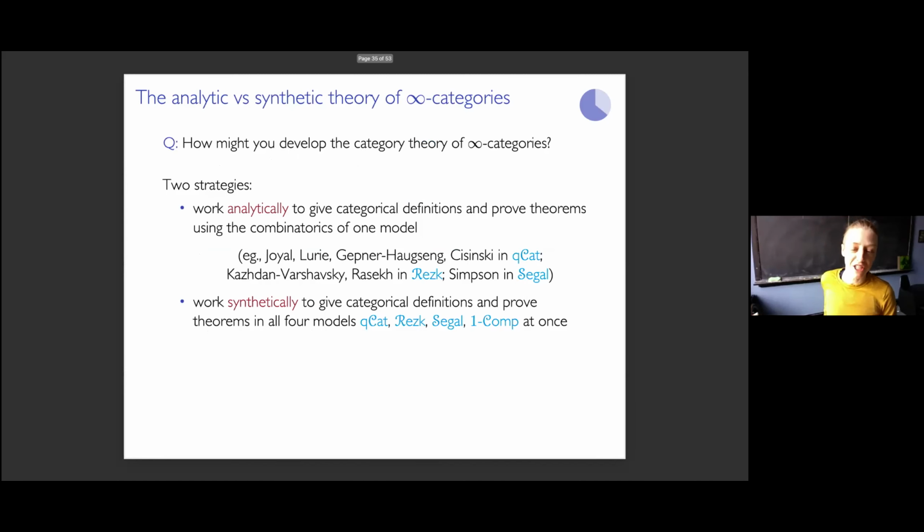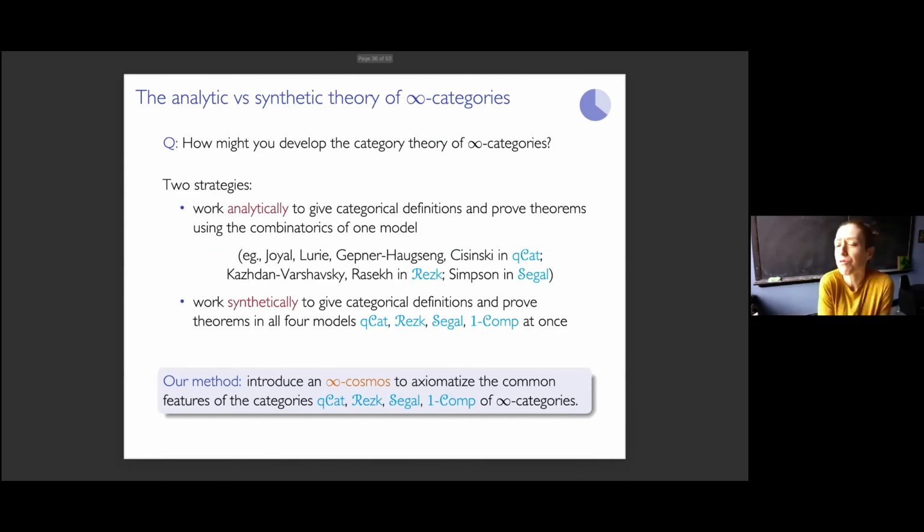So our strategy to develop the category theory of infinity categories is to work synthetically. We're going to give definitions and proofs of theorems that work simultaneously in the 4 well-behaved models, as opposed to leveraging technical details of any particular model.